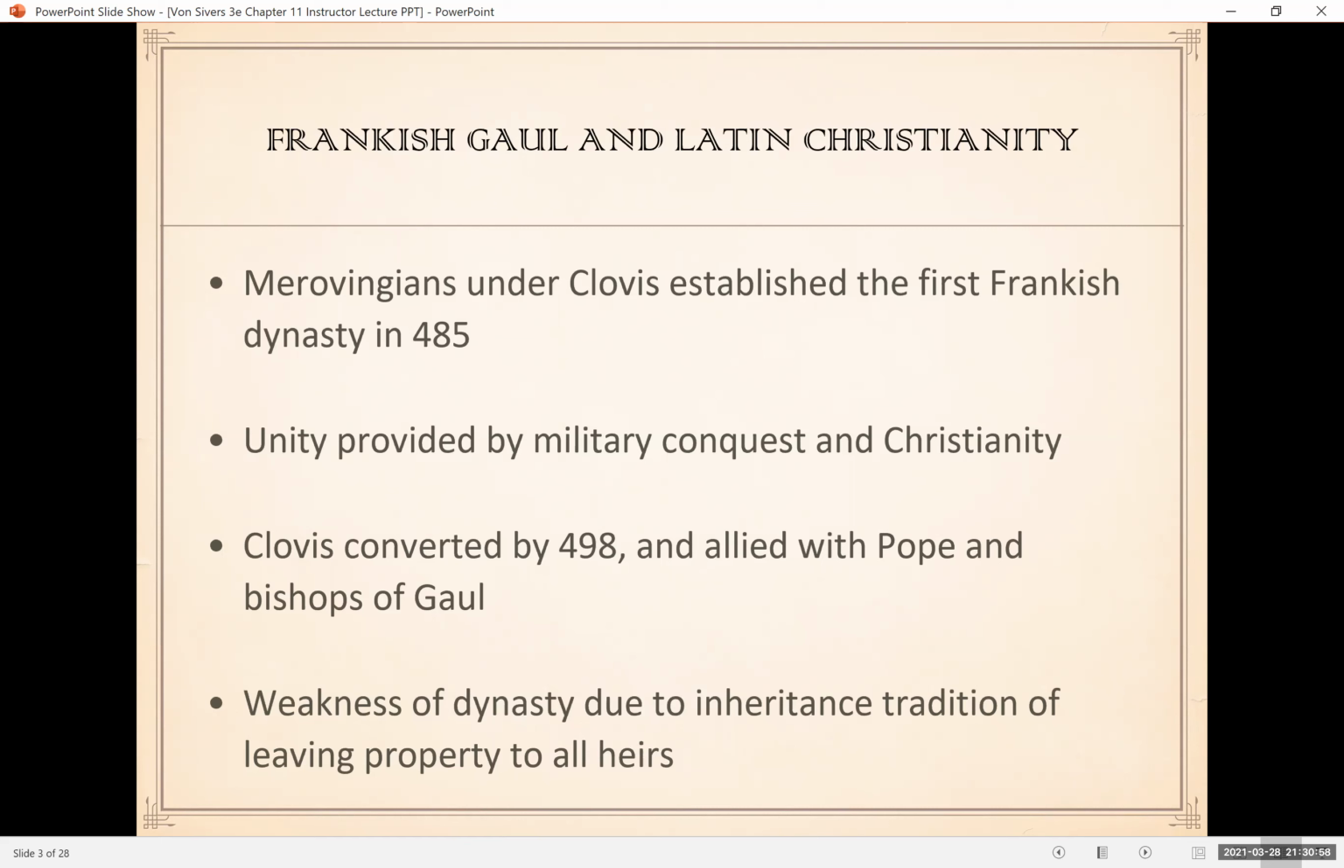I'll talk about that in a little more. However, the church itself, with its hierarchical structure, did not have an army. It did not have a military. It had what we call soft power.